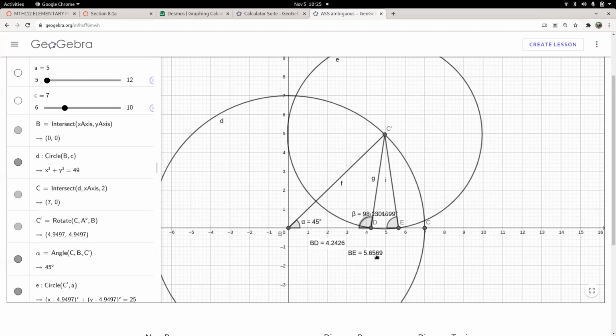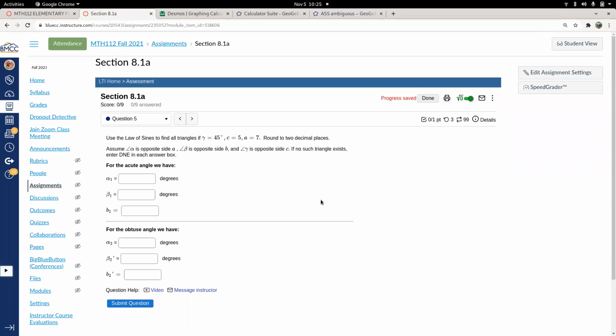So it is possible to use geometry software, which is like using a protractor and a ruler, to draw these out to double check. And I highly recommend you try that. All right, that was a tough one.